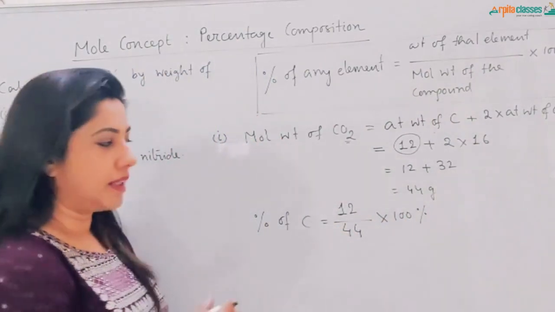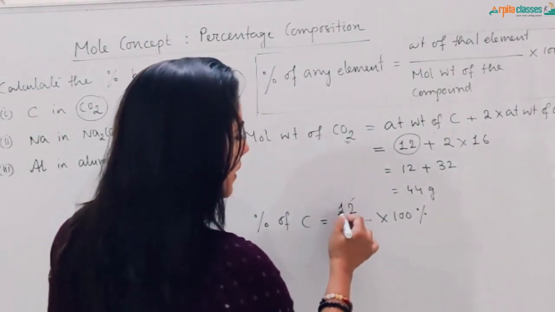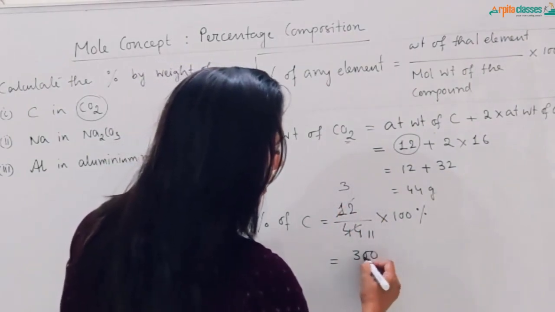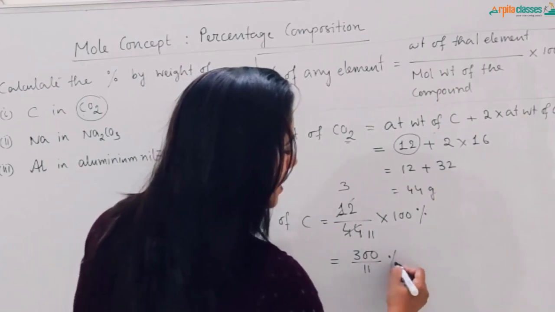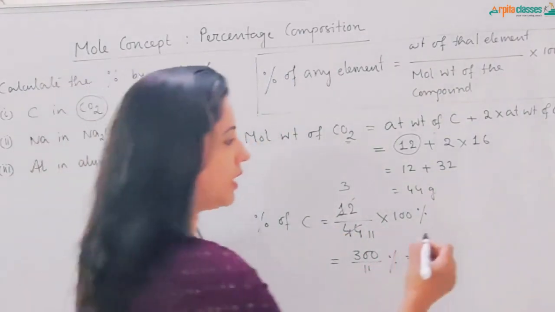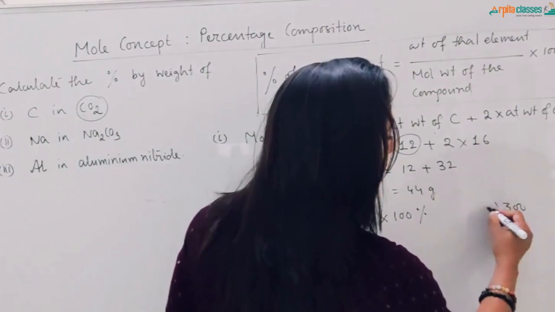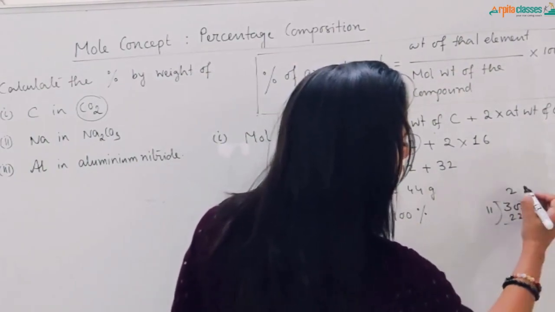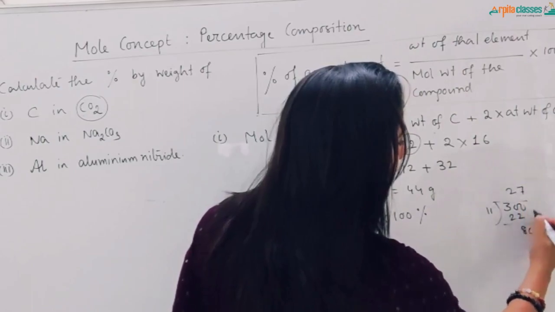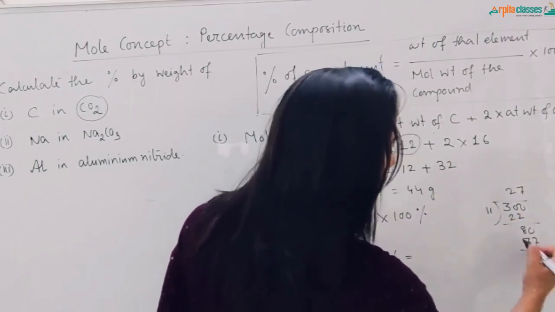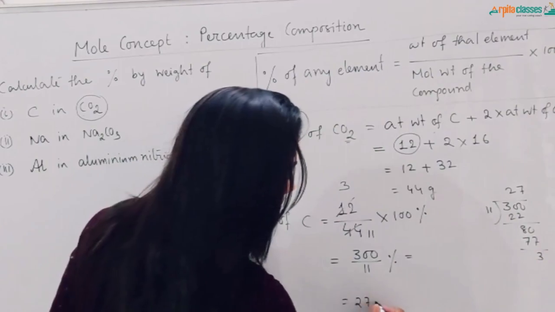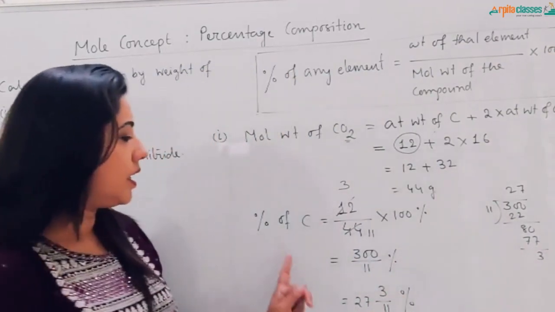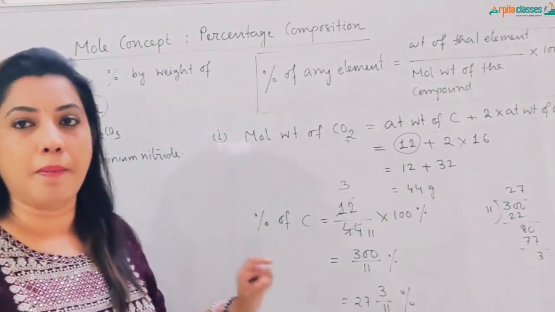Now we need to calculate this. 4, 3, 4, 11. So it's coming 300 upon 11%. You can do this like 300 divided by 11. 11 2 is 22, 8 0. 11 7 is 77, 3. So we can write 27 whole 3 upon 11%. So this is the percentage of carbon in carbon dioxide.